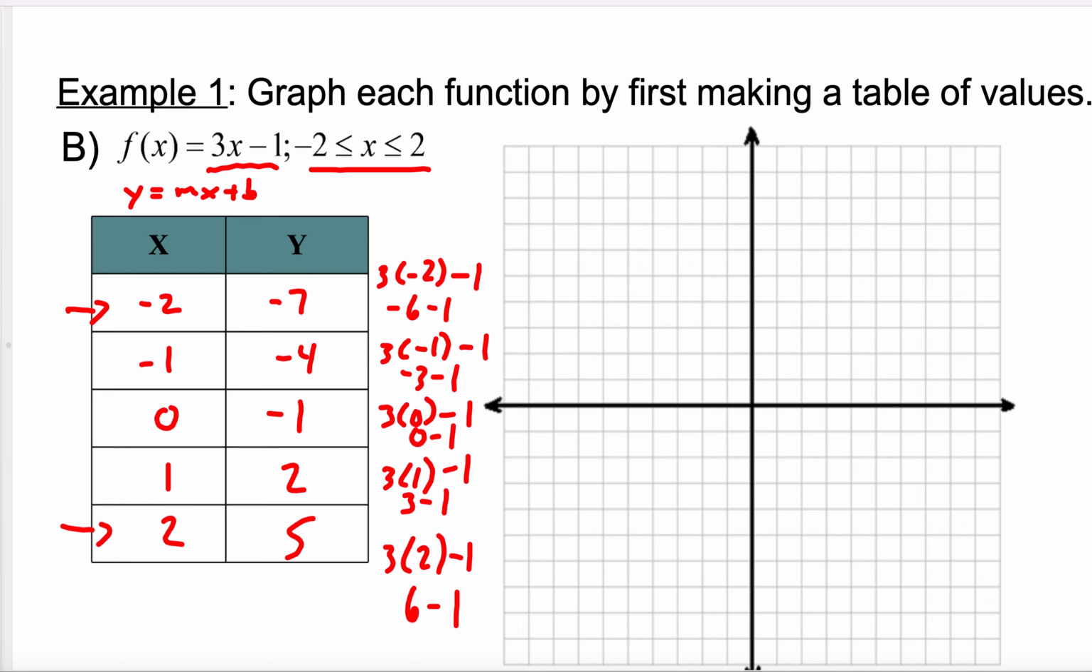So now let's plot this and know that we have to have a line when we're done. So -2, -7. And then -1, -4. 0, -1, 1, 2, and 2, 5. Connect my points. Notice I'm not going to go beyond the 2 endpoints of the graph. The reason I'm not going to put arrows on these is because it specifically said to pick values from -2 to 2. So we're just going to have what's called a line segment. If you remember that term, it's from geometry.